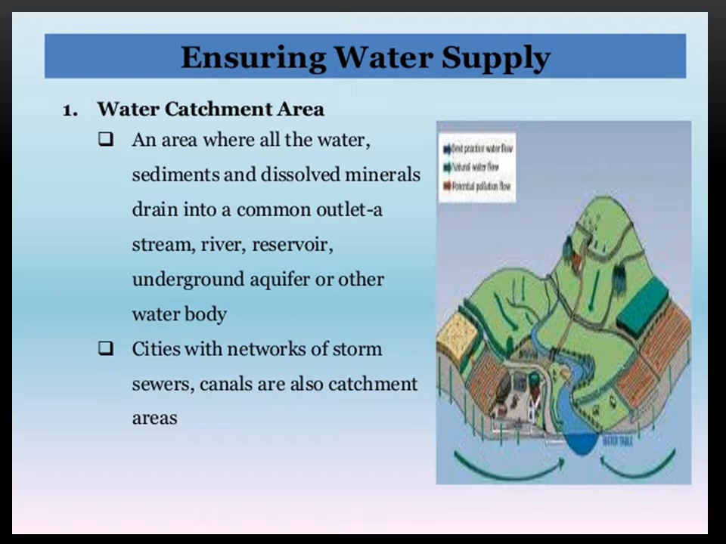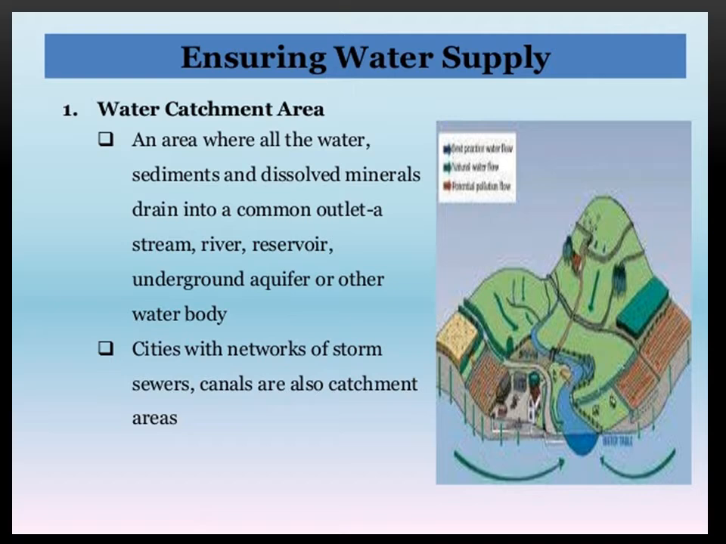A catchment is an area where water is collected by the natural landscape. We use the water collected by the natural landscape to help supply water for our needs by building dams and reservoirs or tapping into underground water. This is called the water supply system. Water catchment is an area where all the water, sediments, and dissolved minerals drain into a common outlet: a stream, river system, reservoir, underground aquifer, or other body of water.